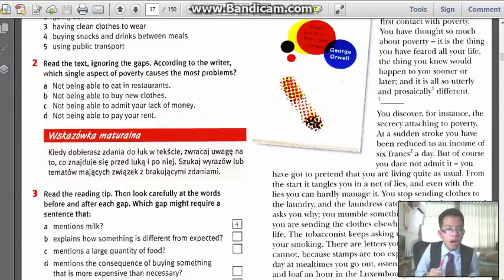Let's read the sentence before the blank. You have thought so much about poverty. It is the thing you have feared all your life, the thing you knew would happen to you sooner or later. And it is all utterly and prosaically different. Okay, let's read it again.